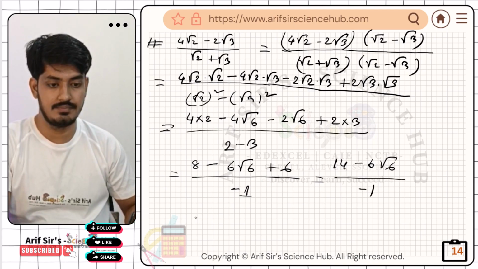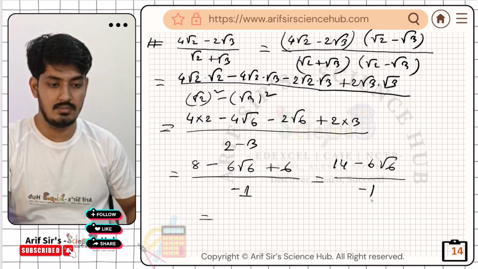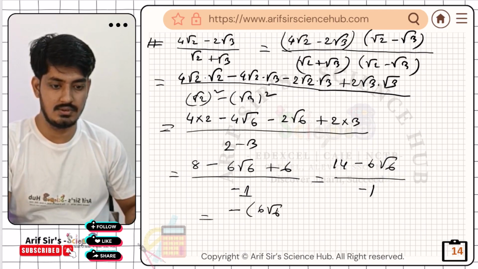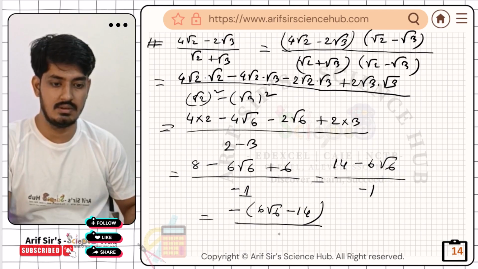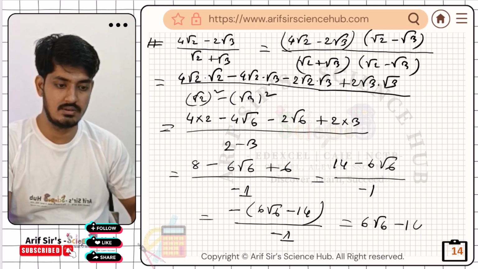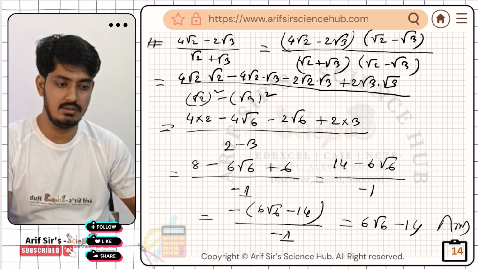So to remove this minus, we have to make common minus here, minus 6 root 6. That means if we just multiply this minus with this minus, should be plus here, and then minus 14. Now it's minus 1. Okay? So 6 root 6 minus 14 is the answer.